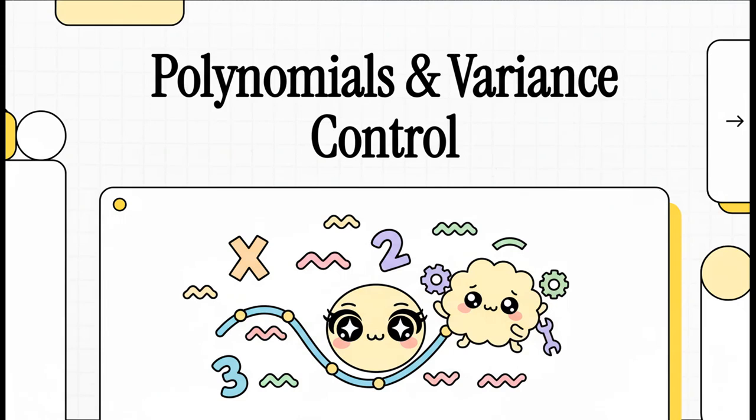All right, welcome back. So last time, we got our first look at the power of polynomial regression. But honestly, that was just scratching the surface. Today, we're going to really get under the hood. We're going to see exactly how it works, and then we're going to tackle the big challenge it brings up, how to control the model's variance. Okay, let's get into it.